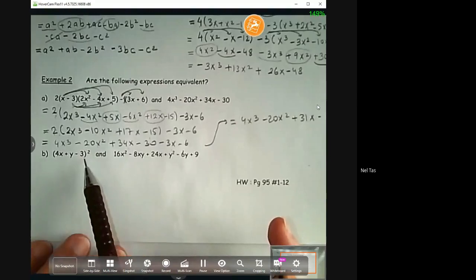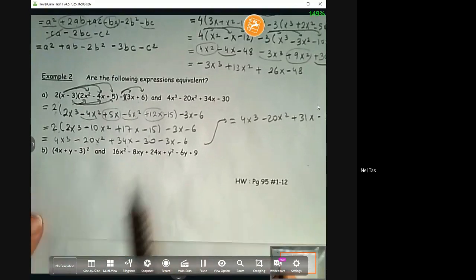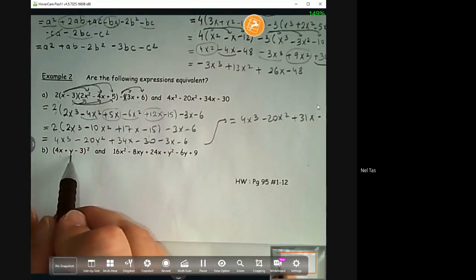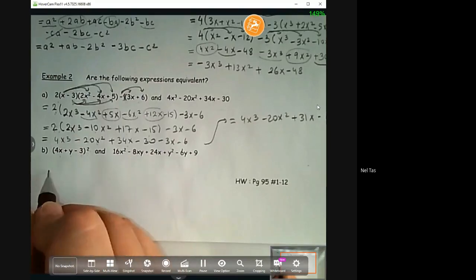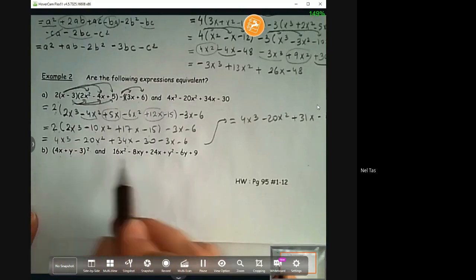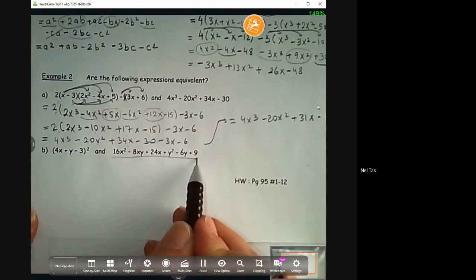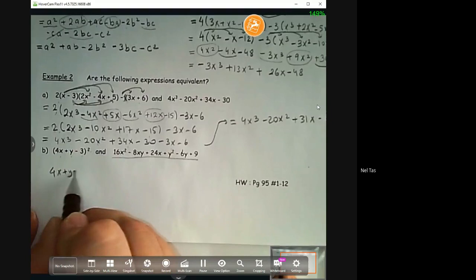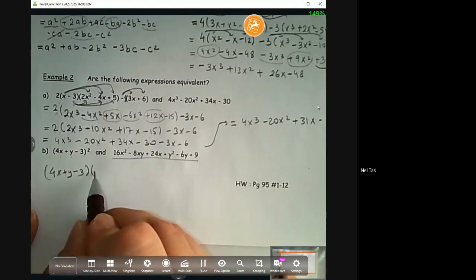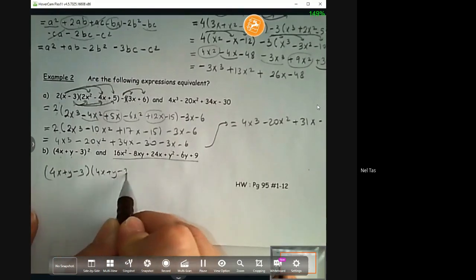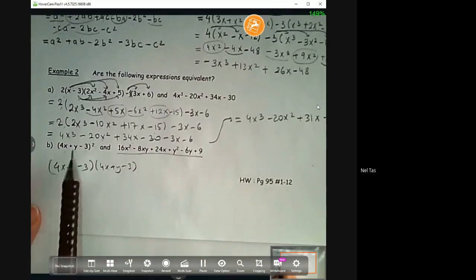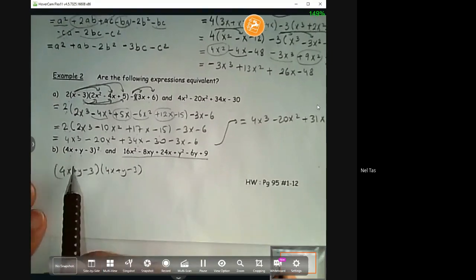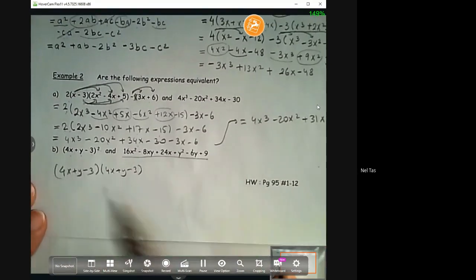So let's look at this part B. So we have 4x plus y minus 3 squared. And we're going to expand that and compare it with this expression here. Okay, so 4x plus y minus 3 times 4x plus y minus 3. Okay, so no shortcut for this. We're just gonna do it a long way.